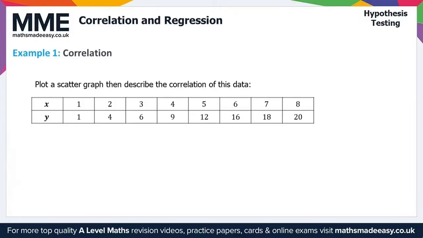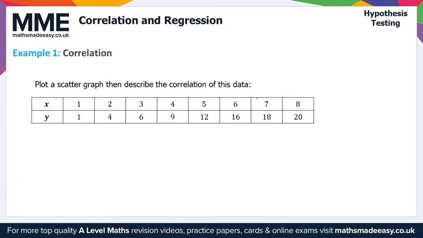Example 1 here on correlation and regression is taking a look at correlation. So here we're asked to plot a scatter graph for this given data, and then we're asked to describe the correlation of this data. Before we go on to plot this scatter graph, just take a minute to take a look at the data and see if you can identify what correlation would be associated with this data. Now in terms of plotting the scatter graph, this is rather straightforward.